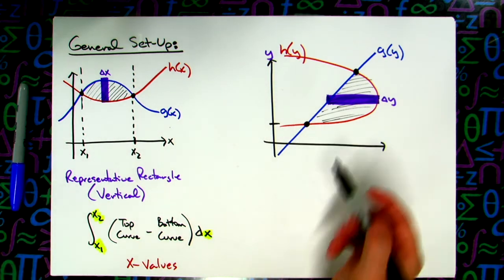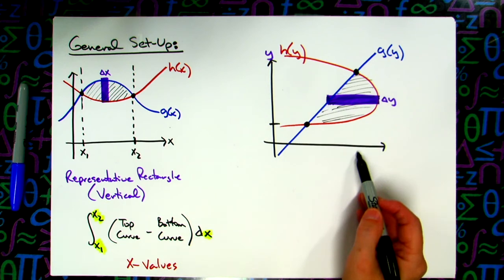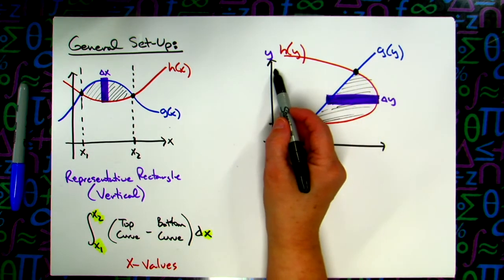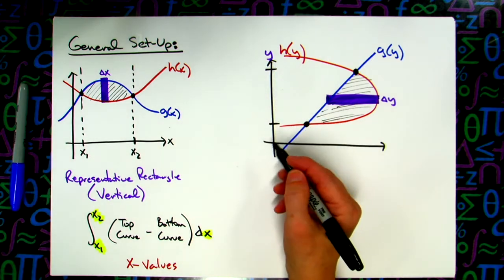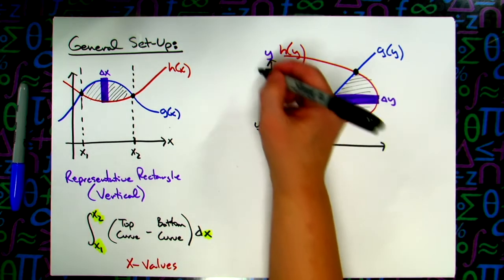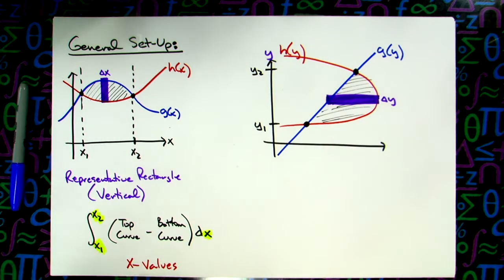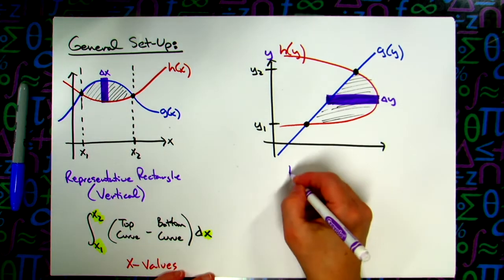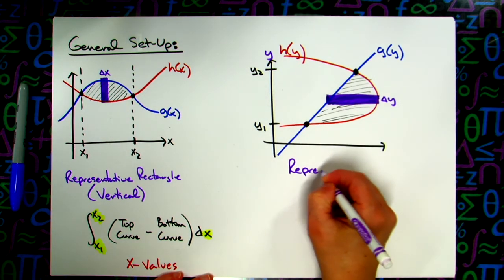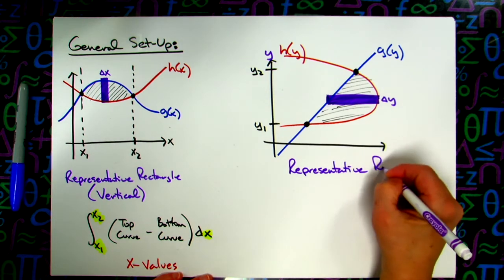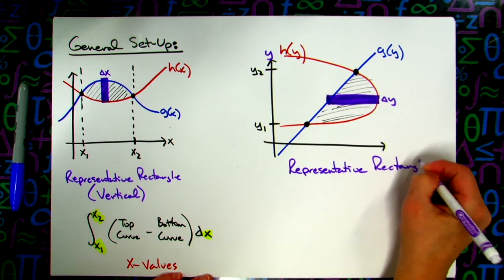Everything's in terms of y. Same thing here. I'm not going to use the x coordinate because everything's in terms of y. I'm going to use the y coordinate. So then this one might be y sub 1. This might be y sub 2. So then let's do the same thing we did here. So our representative rectangle is going to be horizontal.